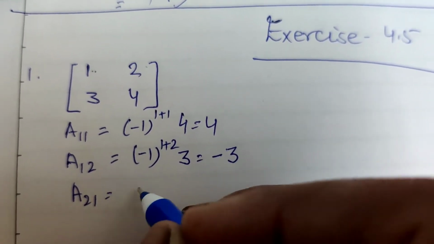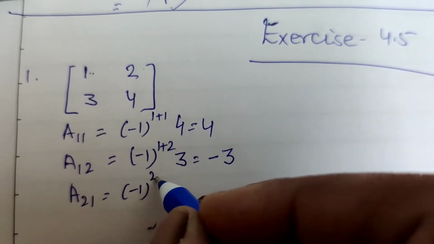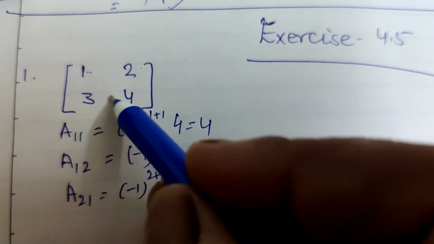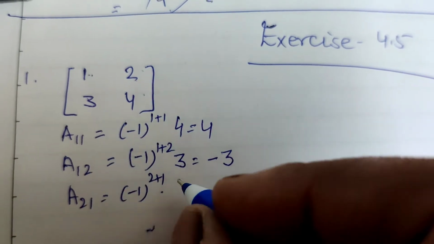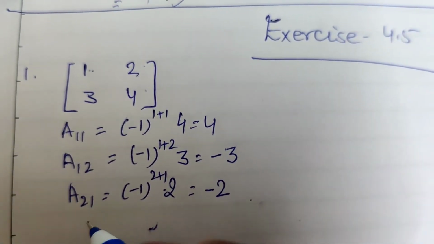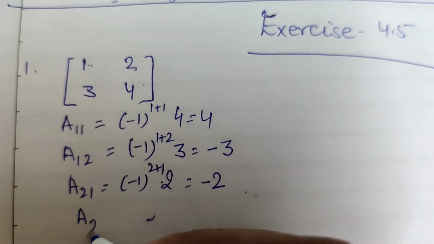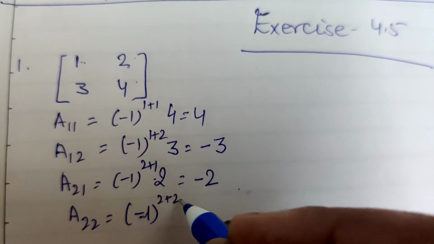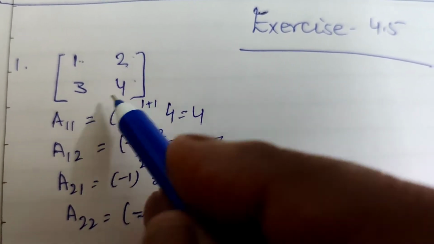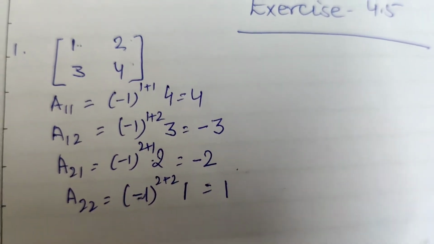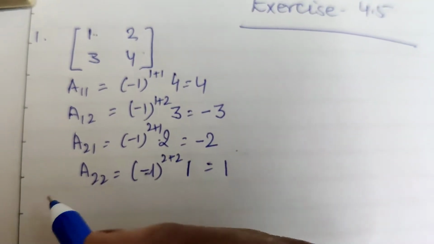A21: minus 1 raised to power 2 plus 1, and second row, first column it is 2, so the cofactor is minus 2. And A22 means minus 1 raised to power 2 plus 2, so A22 is 1.